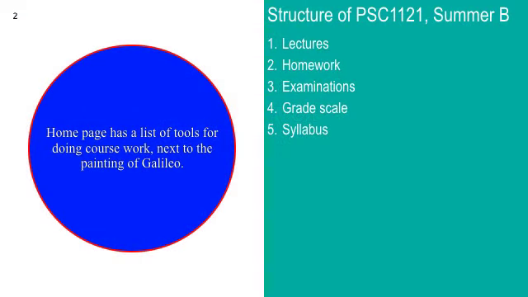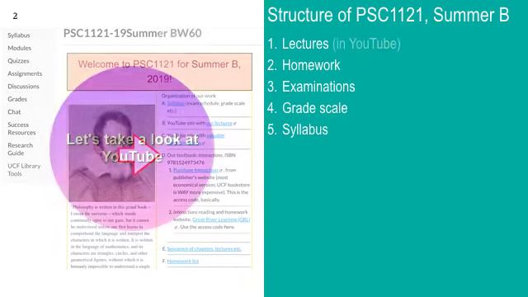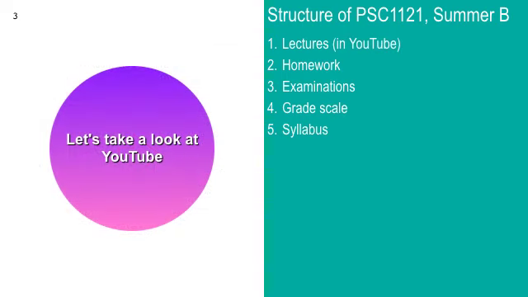The basic list of tools for you to use is on the home page. If you take a look at the home page, you'll see a picture of Galileo, and over on the right, you'll see, for instance, a link to YouTube where our lectures are and where this video is, the textbook links for purchasing and then for using it, etc. I'll let you take a look at all that stuff. Let's focus in on YouTube for a second.